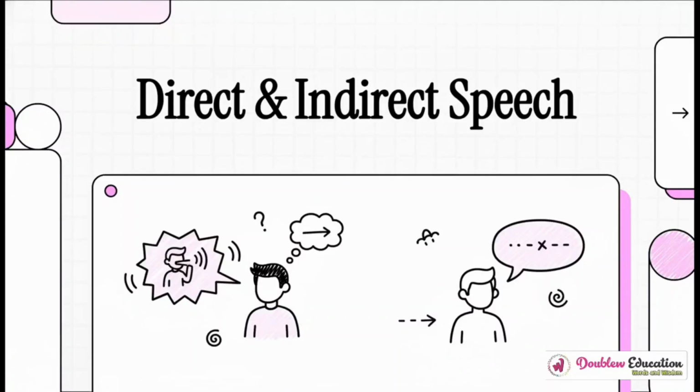Hey there! Have you ever had to tell a friend what somebody else said? Of course you have, right? We do it all the time. Well, today we're going to learn the two main ways English gives us to do this just right. We're talking about direct and indirect speech. So, let's jump right in.